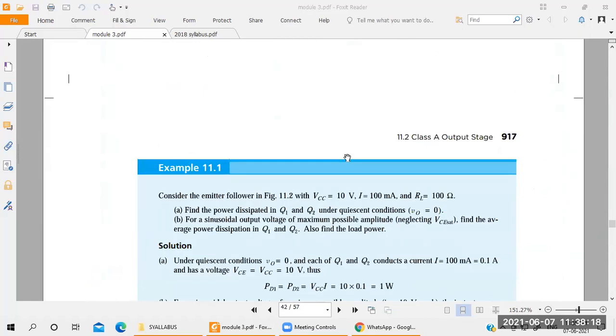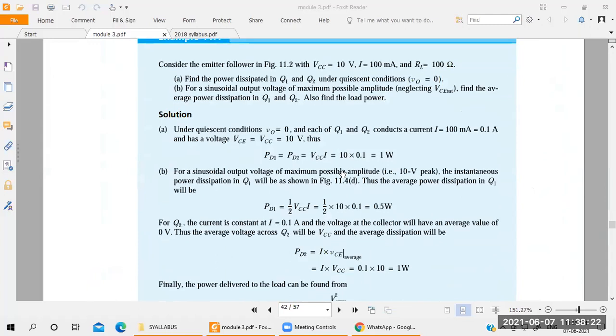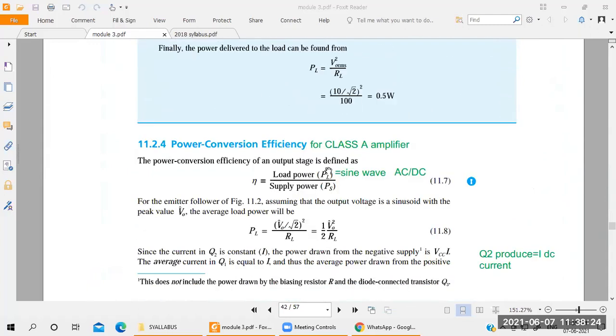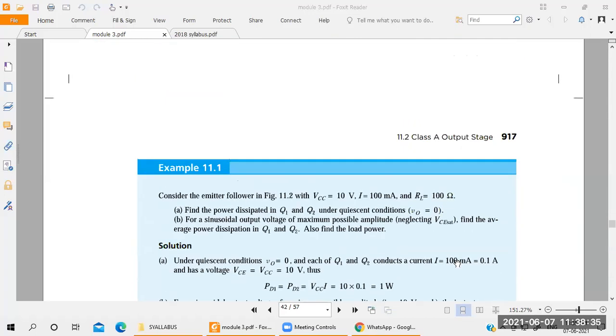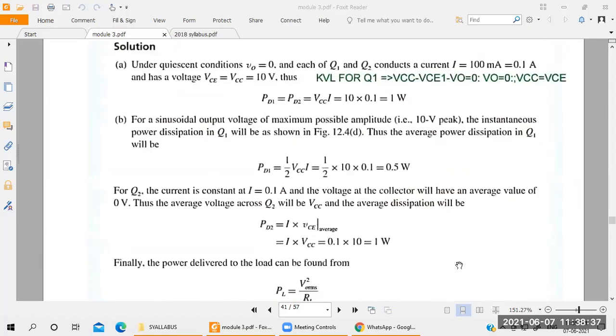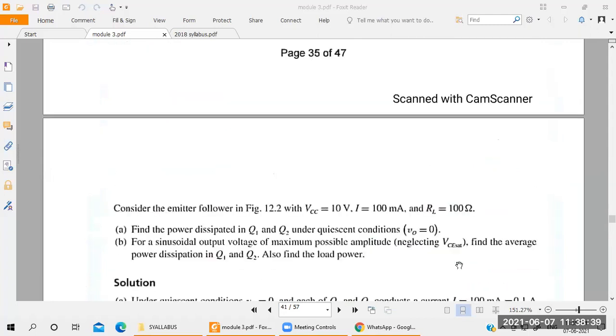For the next class we'll discuss one more problem here. I think this is also the same. We go with the power conversion efficiency. For tomorrow's class we can discuss the power conversion efficiency for the class A amplifier. Understood? Are there any doubts here?